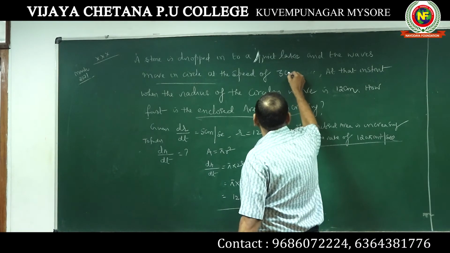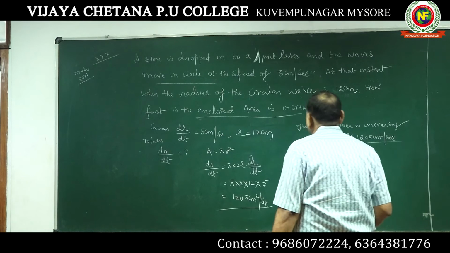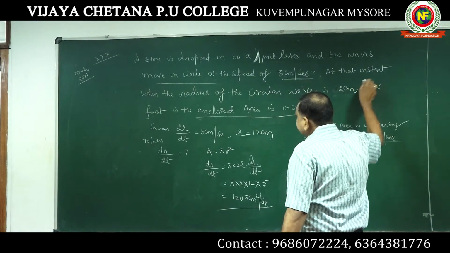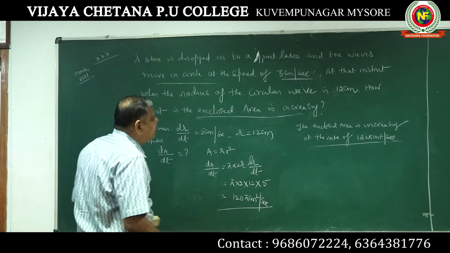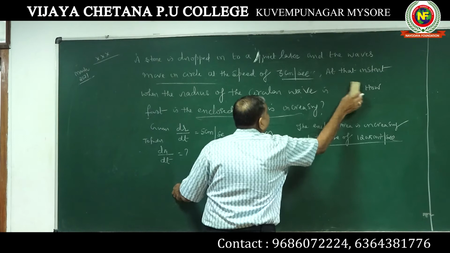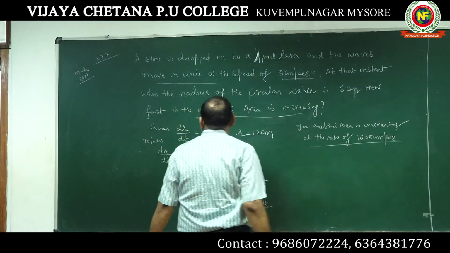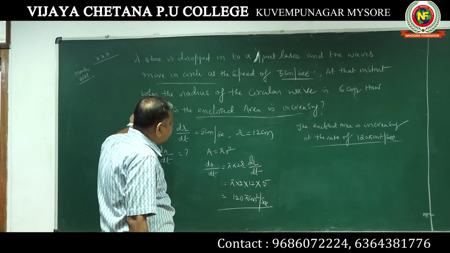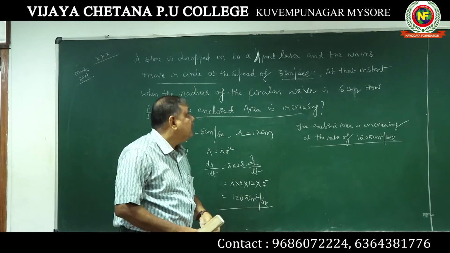3 centimeter per second. At that instant, when the radius of the circular wave is 6 centimeter, how fast is the enclosed area increasing?